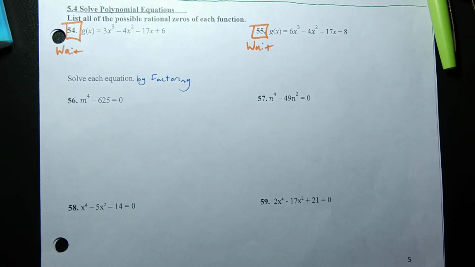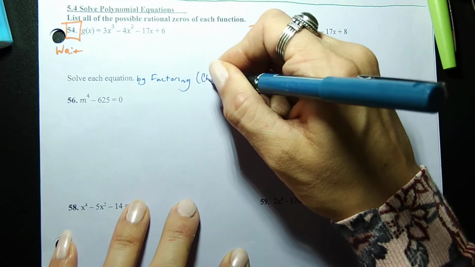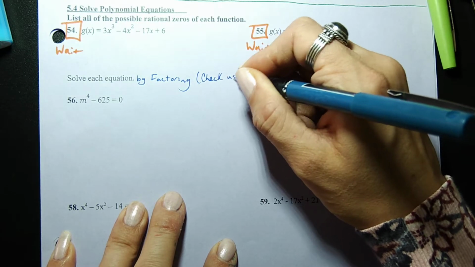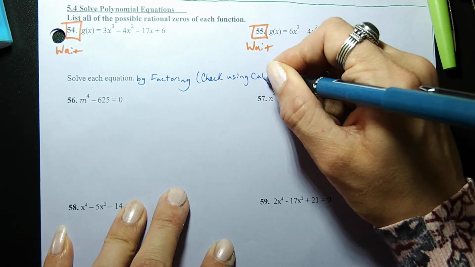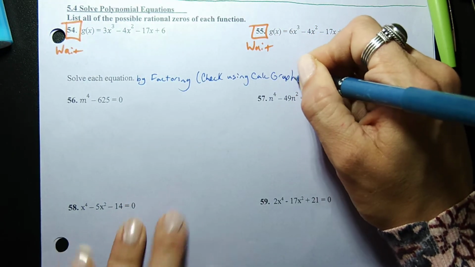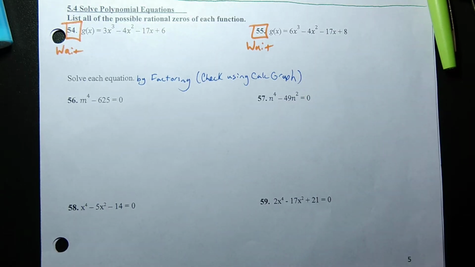Homework packet, page 5. So solve each equation. We're going to solve by factoring, and we are going to check using our calculator graph, because that's going to tie us into what we will need to do when we aren't able to factor, when we get a prime expression. So folks, taking a look at 56, if I tell you to solve by factoring, what's the very first thing we check for? GCF, and we do not have one.